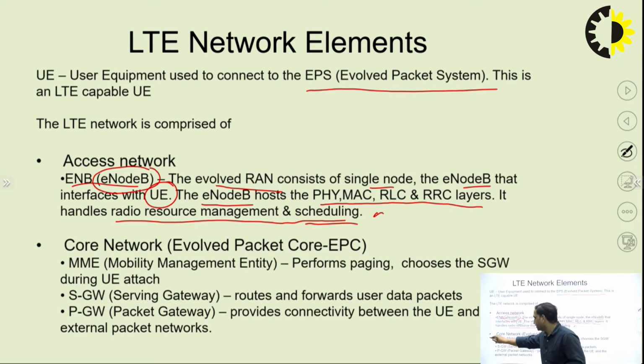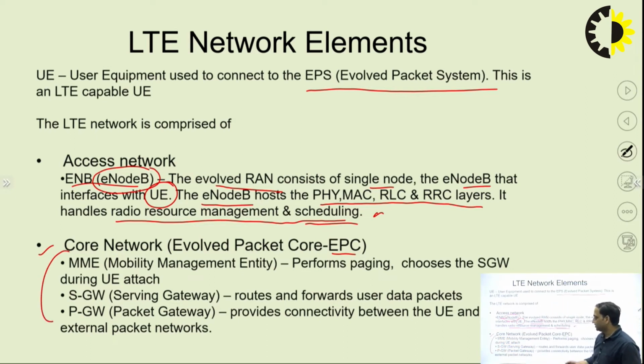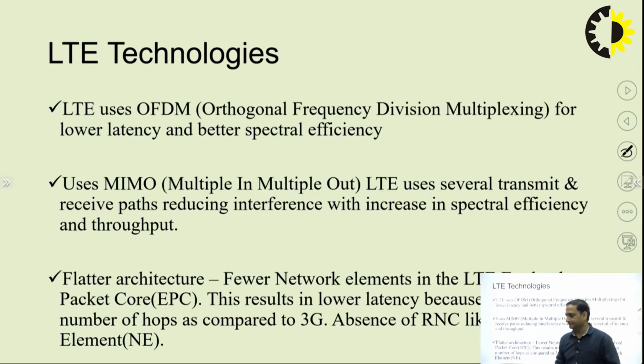Then we have the heart of the LTE system, the core network, which is the Evolved Packet Core, or the EPC. There are three components basically: the MME, the mobility management entity, the S gateway, the serving gateway, and the packet gateway. There are different interfaces when we connect all these together, which route or forward the packets or user data from one point to another point in the network. That is a very important feature.